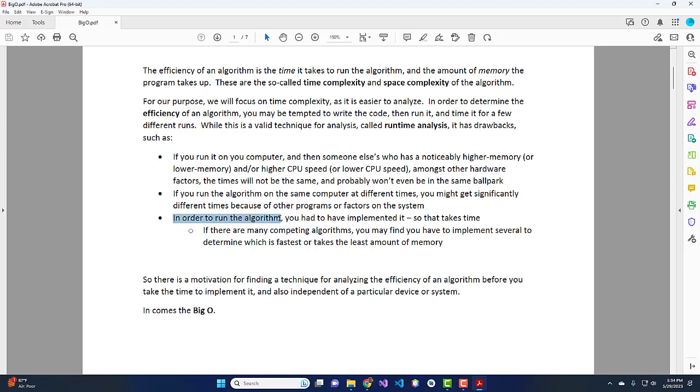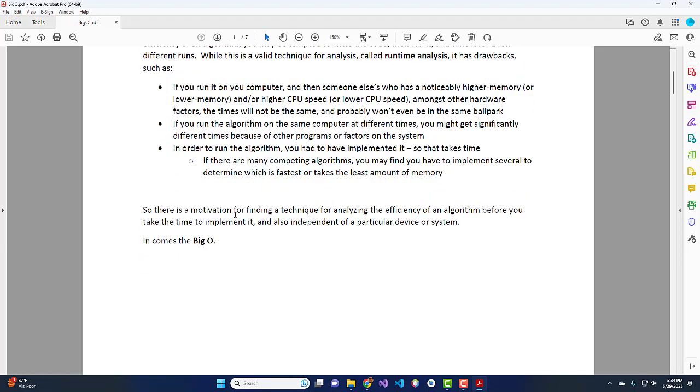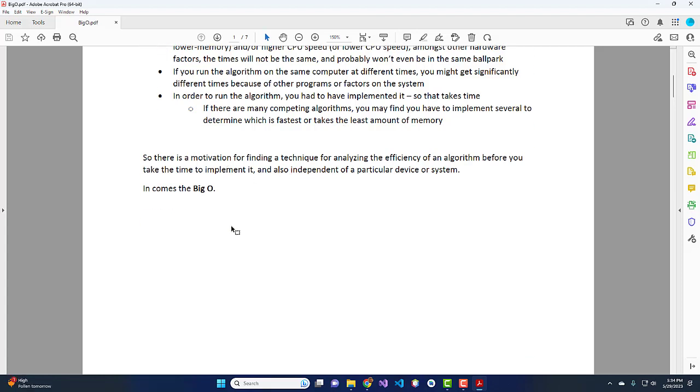And, of course, in order to run an algorithm, you have to have implemented it. That takes a tremendous amount of time as well. And if there are many competing algorithms, you may find that you have to implement several to determine which is the fastest. So there should be some motivation for finding a technique that we can use to analyze the efficiency of an algorithm before we take the time to actually implement it. It should also be independent of a particular device or system, or of when you're running it.